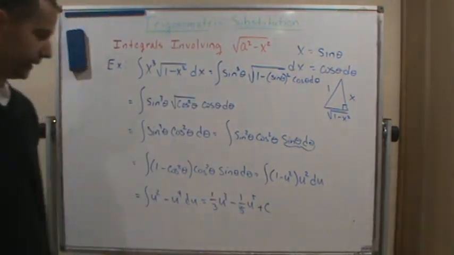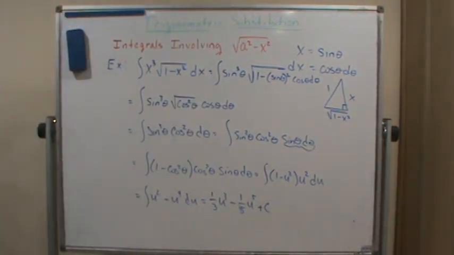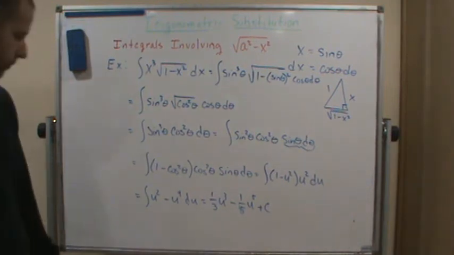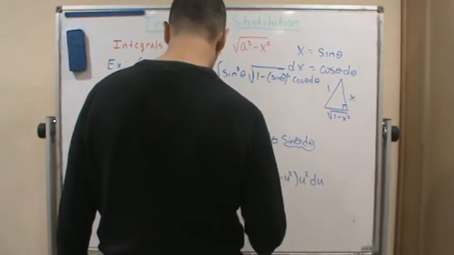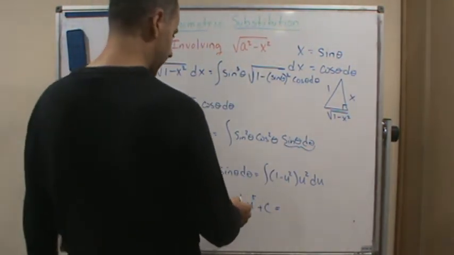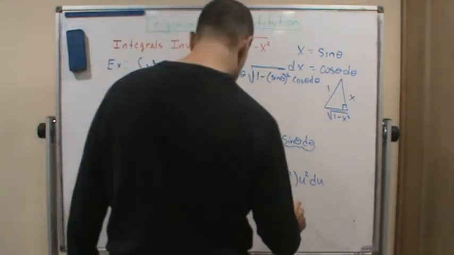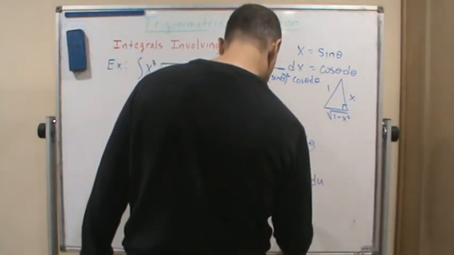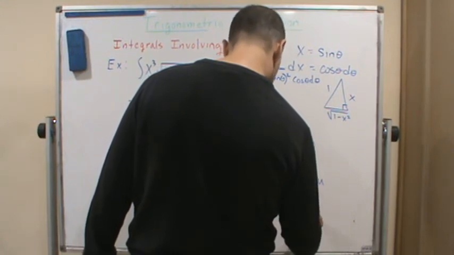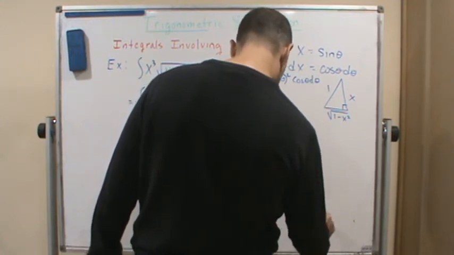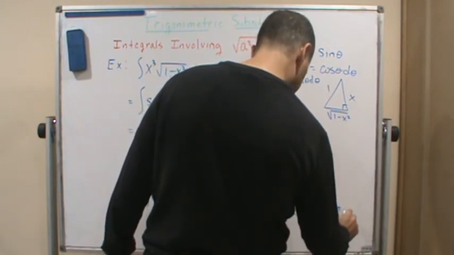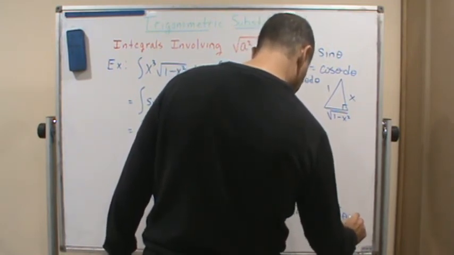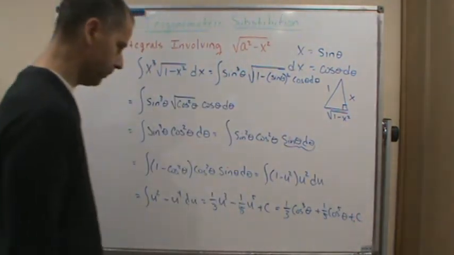So now if I put back in for u, I've got to go back in terms of theta, right? So u is cosine theta, so this is going to be 1/3 cosine cubed theta minus 1/5 cosine to the fifth power theta plus c.